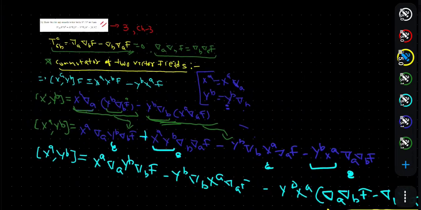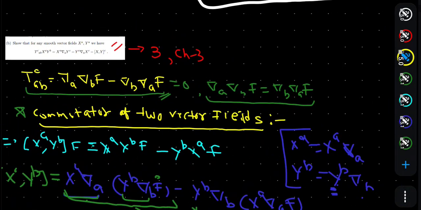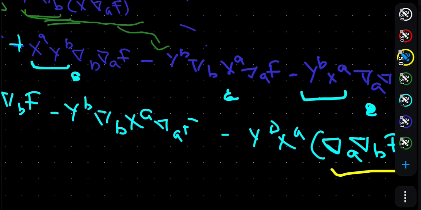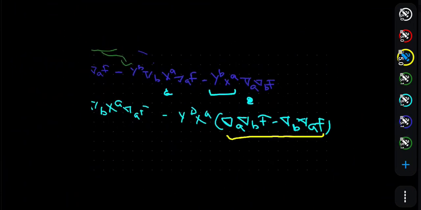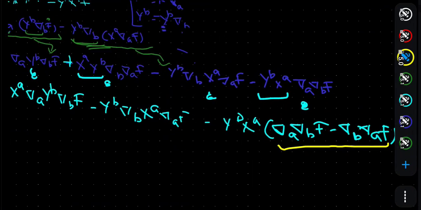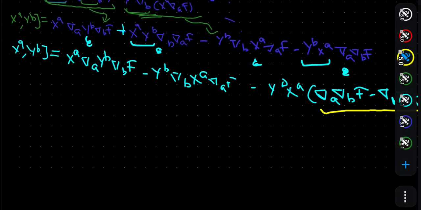Yes, see here how we have defined the torsion tensor as nabla_a nabla_b f minus nabla_b nabla_a f, and exactly this is what is written here. So can I replace this particular thing with the torsion? Yes, absolutely we can. So let's do this.